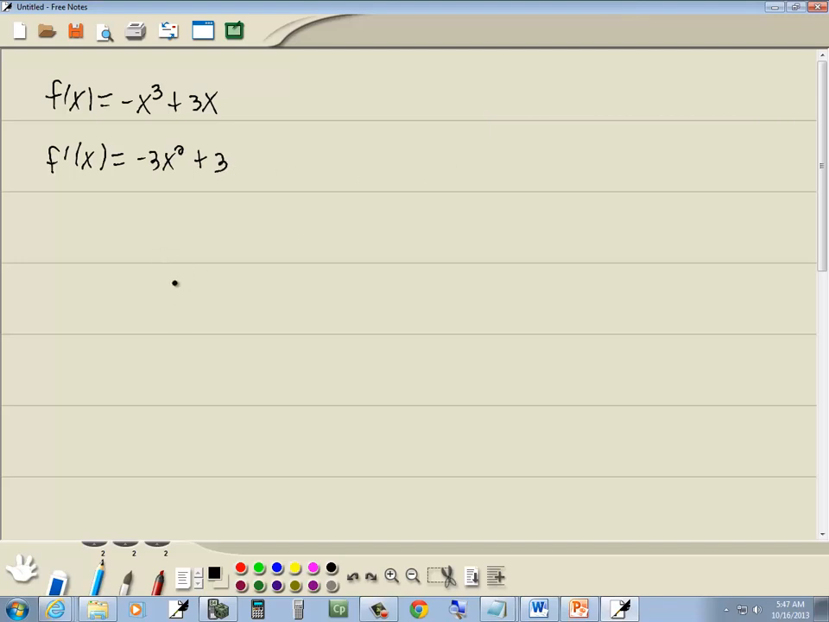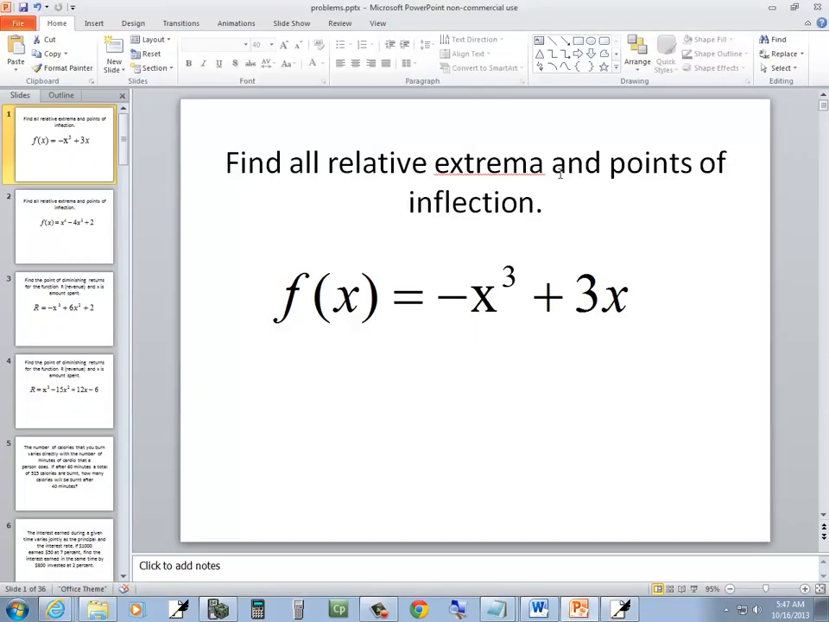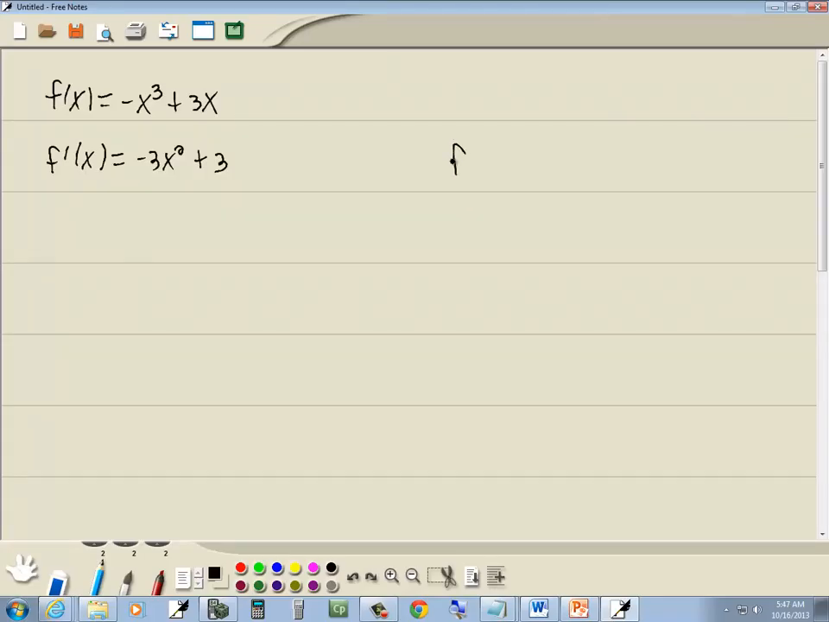Now I'm going to do the relative extrema here, and then I'm going to do the points of inflection over here. So I'm going to go ahead and find my second derivative while I'm at it. So the derivative of negative 3x squared is negative 6x, and 3 drops away. Okay, back to our first derivative.